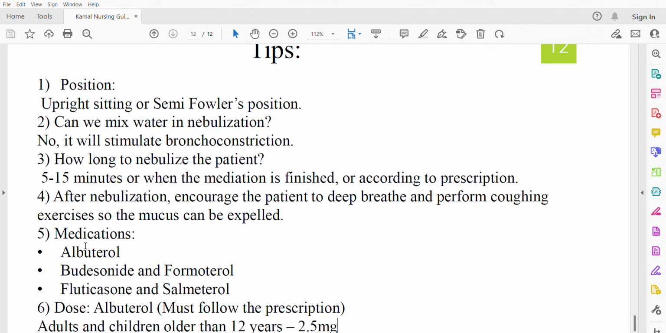And what are the medications that we can use for this? Albuterol, budesonide, formoterol, fluticasone, and salmeterol. These are the medications that we can use.